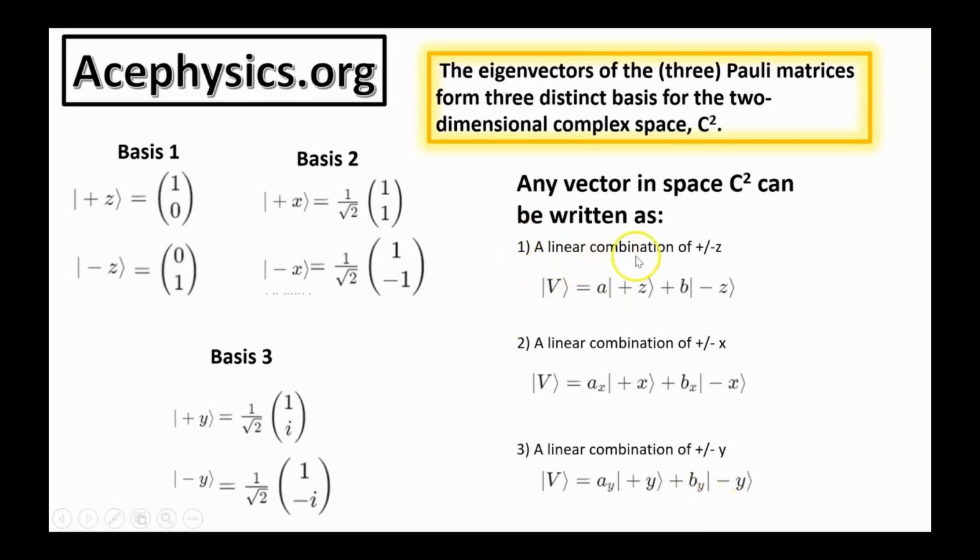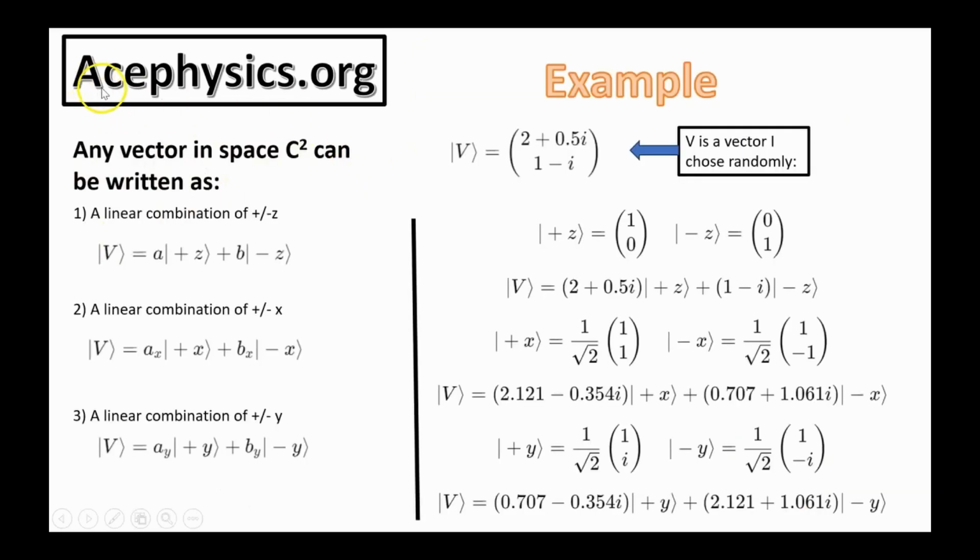If I take some vector v, it can be written as a linear combination of plus z and minus z, where a is a complex number and b is a complex number. The same vector v can be written as a linear combination of plus and minus x with two different complex numbers, and you can write it in the y basis as well. On the next slide, I'll do an example. Any vector in C2 can be written in the z basis, the x basis, or the y basis, and I'm going to do an example on this slide.